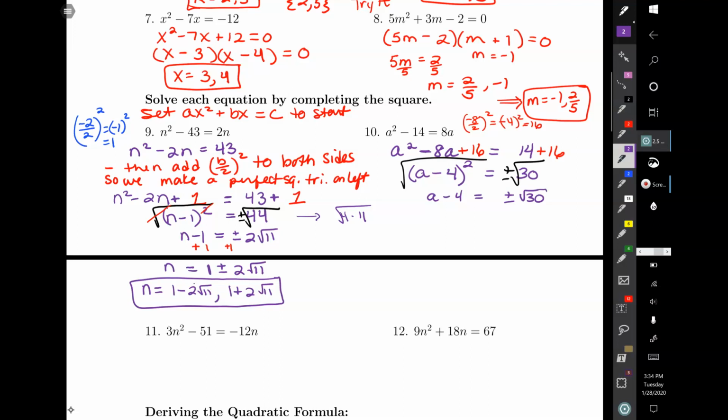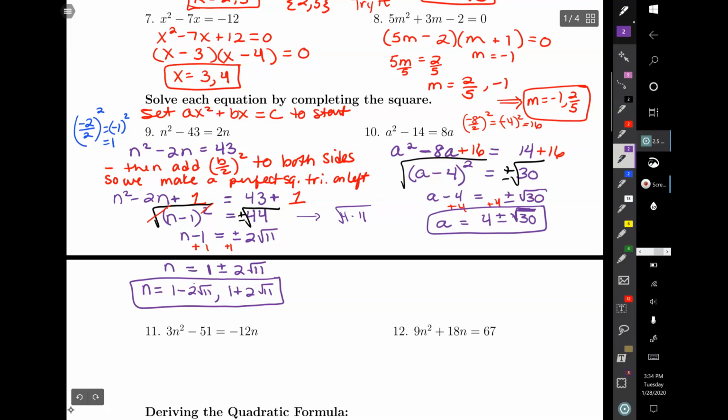So the 4, you can think of it as bring it over the other side and change its sign if you're one that tends to add unlike terms. If this kind of throws you off, writing it like plus 4, plus 4. You might want to be a little careful with that. So we have a equals 4 plus or minus square root of 30. And I'm just going to leave the answer right like that for this one.